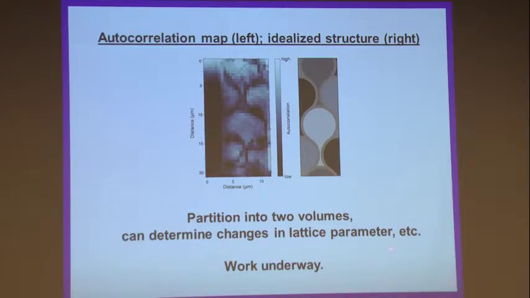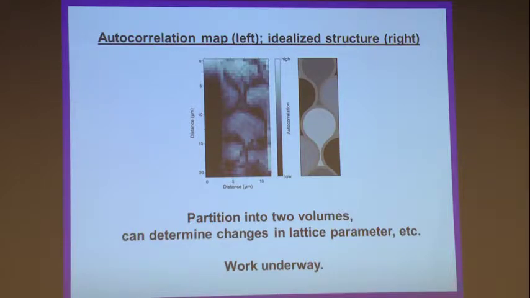We can partition, therefore, into two volumes, and we can look at this part of the sample and then look at what the lattice parameters are there, and look at the inter-rod regions, the more disordered regions, and look for differences of lattice parameter there.